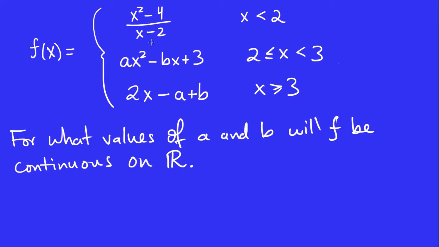Notice that all of these functions, like this is a quadratic, so it's continuous everywhere. It's a polynomial, so it's continuous everywhere. Similarly, 2x minus a plus b is a polynomial, so it's continuous everywhere. And this here is a rational function. We didn't mention it yet, but any rational function is continuous as long as the denominator is not 0, right? Remember that limit theorem on rational functions? That we can do the limit just by putting in the number as long as the denominator is not 0.